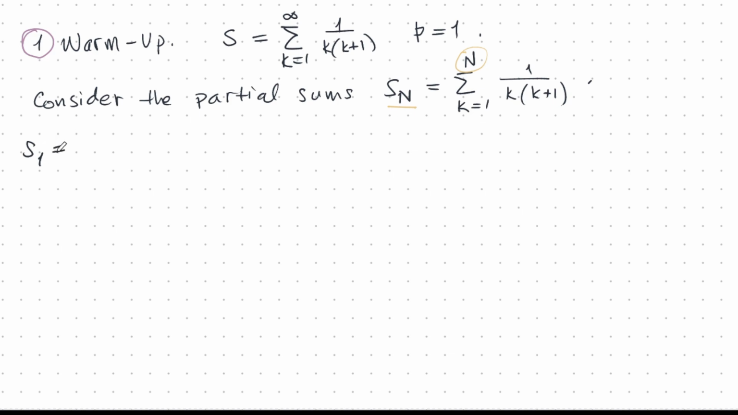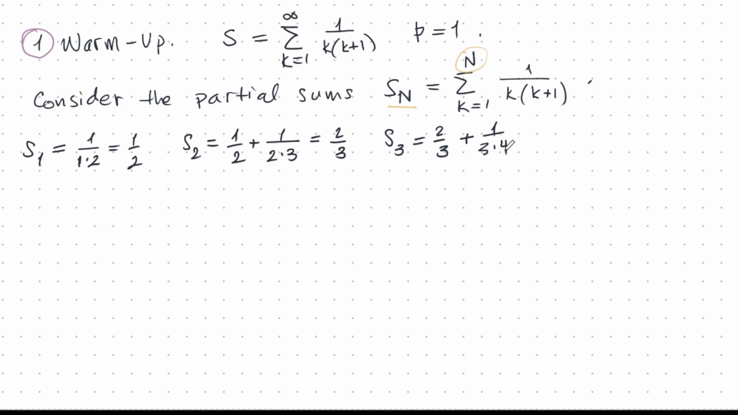The first partial sum, S1, is 1 over 1 times 2, and that's 1/2. The second partial sum, S2, is the previous partial sum plus the new term, 1 over 2 times 3. I work this algebra out, and I get 2/3. Likewise, the third partial sum is 2/3 plus 1 over 3 times 4. I work out this algebra, and I get 3 over 4.